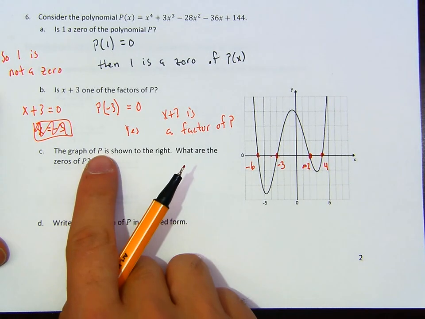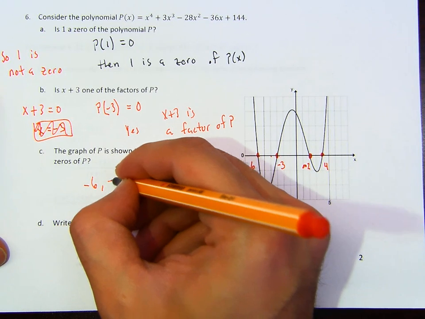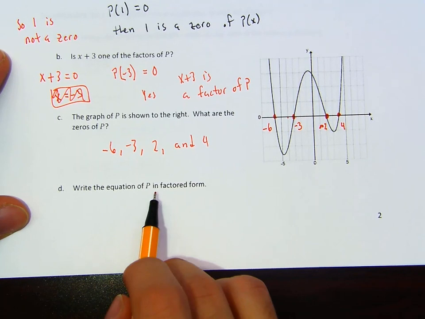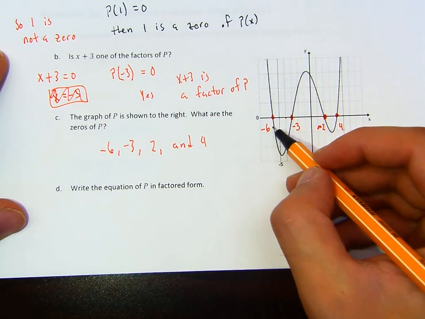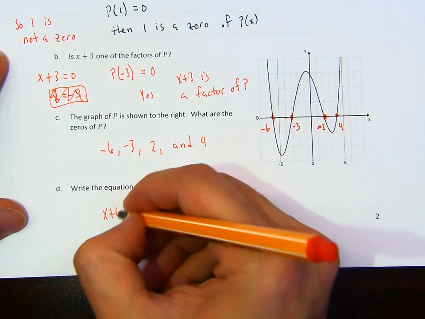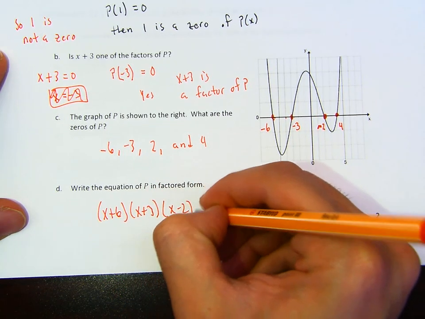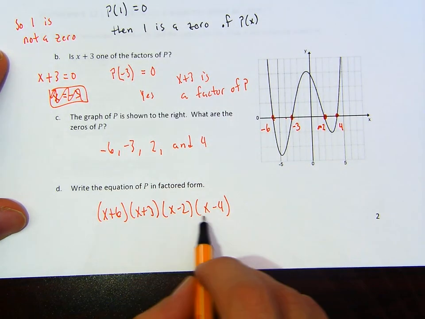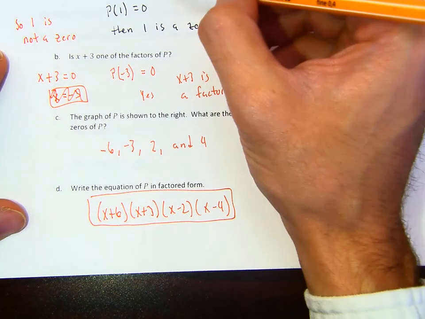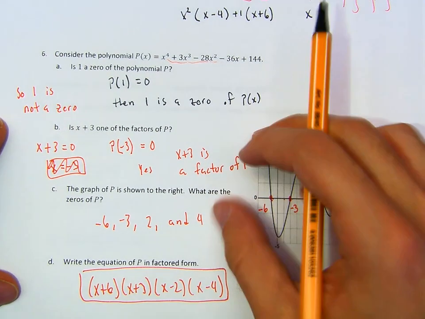The graph of p is shown to the right. What are the zeros of p? Well, we already did it. It's -6, -3, 2, and 4. But then what is the equation of this? Now take your time. If I have -6, what's the binomial that gives me -6? X plus 6. What's the binomial that gives me -3? X plus 3. X minus 2. X minus 4. And you see, if you multiply all of this, it should give you this thing up here. And that's it for this question.